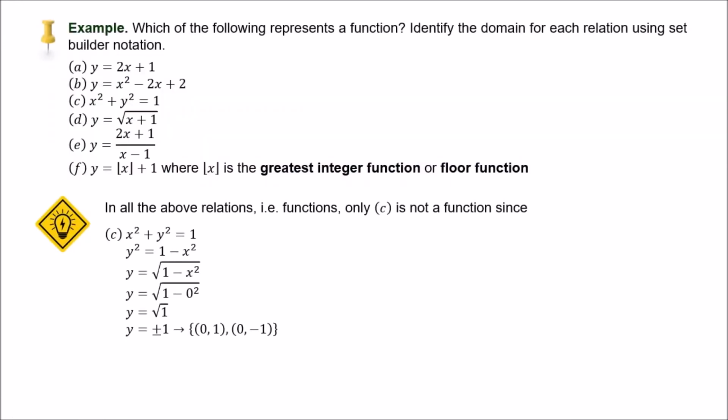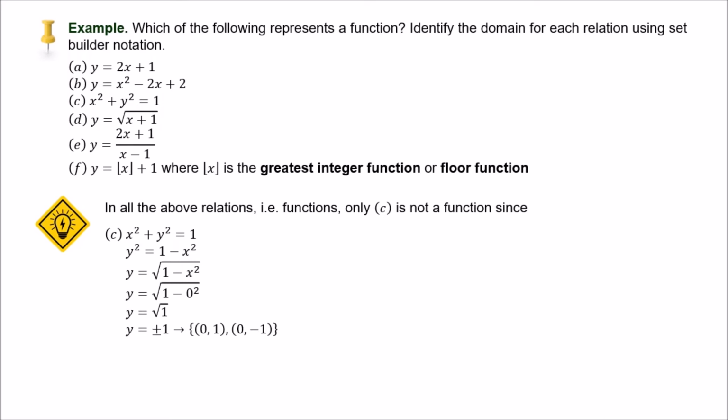For the answer, in all the above relations, only C is not a function. If we try to manipulate the equation in letter C, we have x squared plus y squared equals 1. Solving for y squared gives us 1 minus x squared. Taking the square root and then substituting the value 0 for x, we have y equals square root of 1.